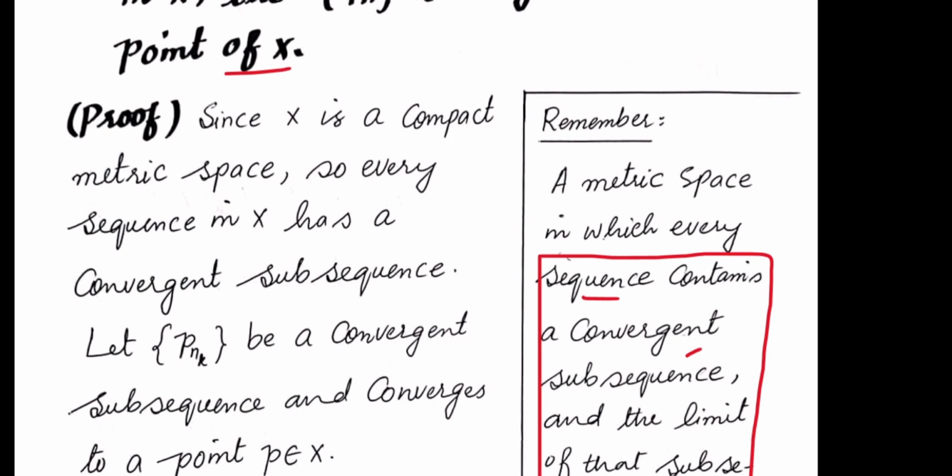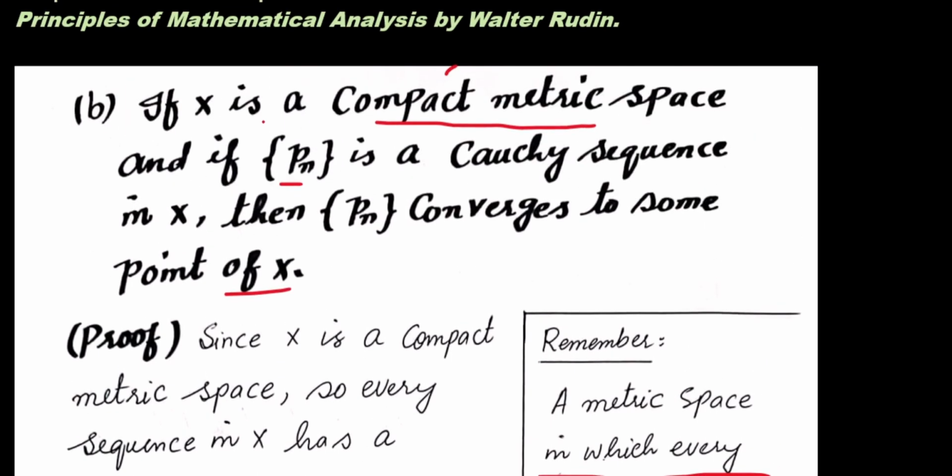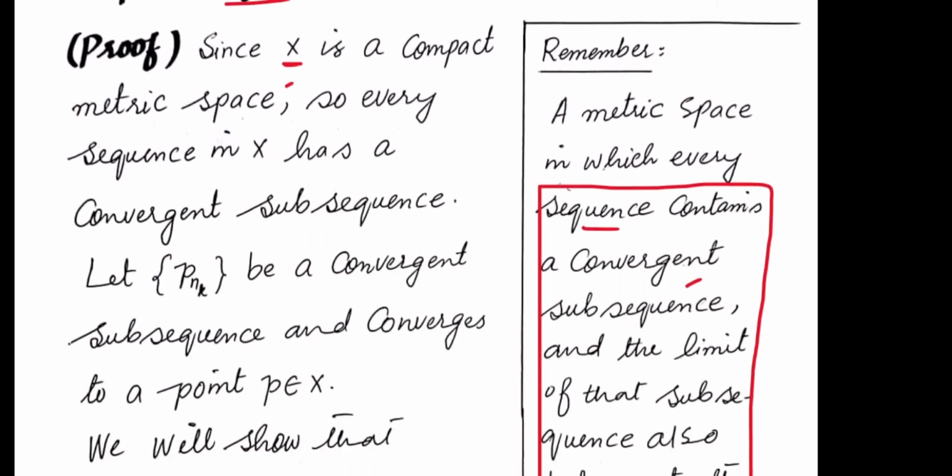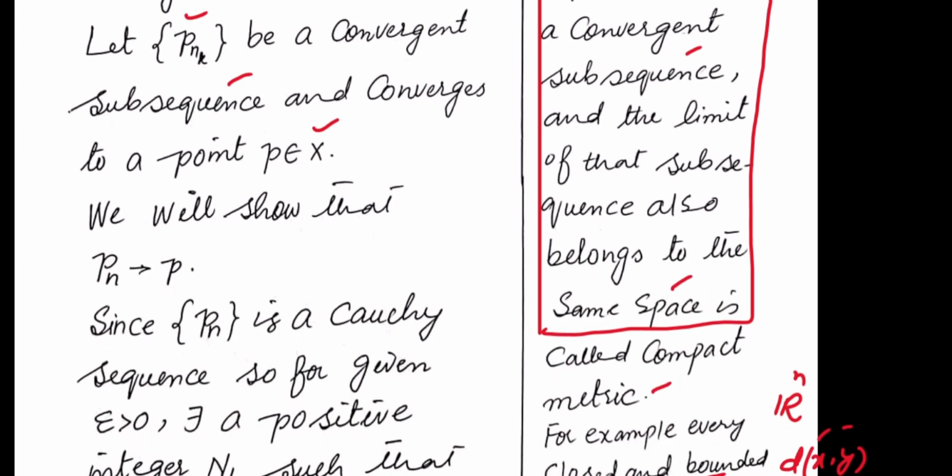Okay, so what do we have to show? We have to show that if X is a compact metric space and Pn is a Cauchy sequence, then Pn converges to some point of X. Since it is given that X is a compact metric space, by the definition of compact metric space, every sequence in X has a convergent subsequence. Let P_{n_k} be a convergent subsequence converging to some point P belonging to this metric space X. We will show that your sequence Pn also converges to the same point P.